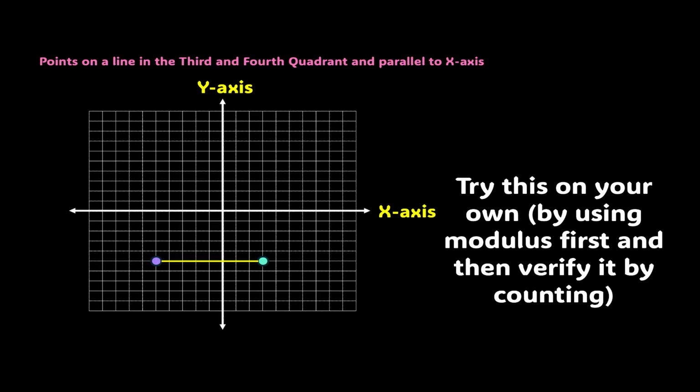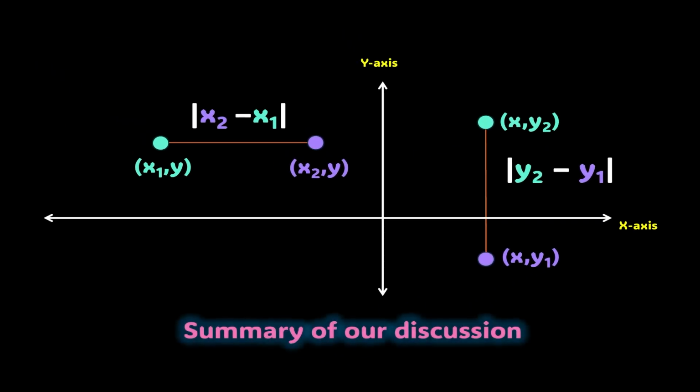I'll leave this as an exercise for you with a hint that this case is very similar to our first case. So in this video, we tried to make sense of why modulus, out of all the things, that too modulus of difference of coordinates, works really well to find the distance between 2 points on a line that is parallel to the coordinate axes.